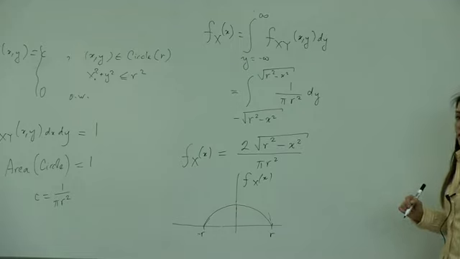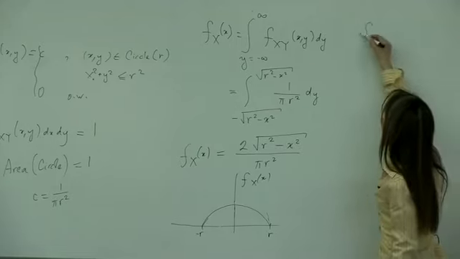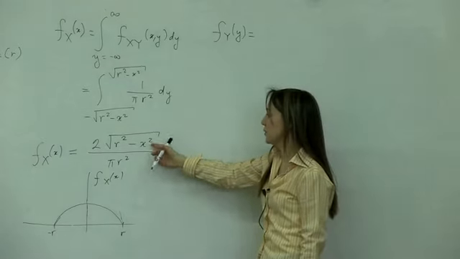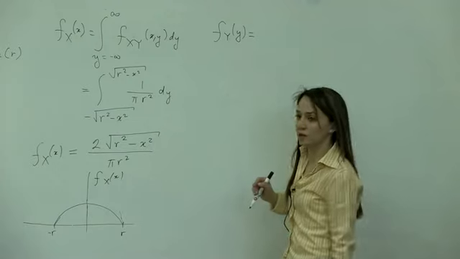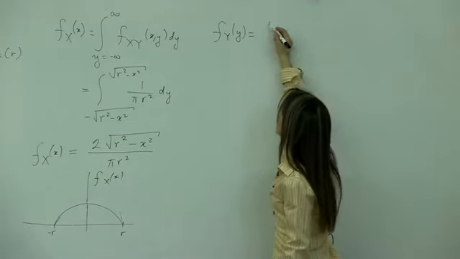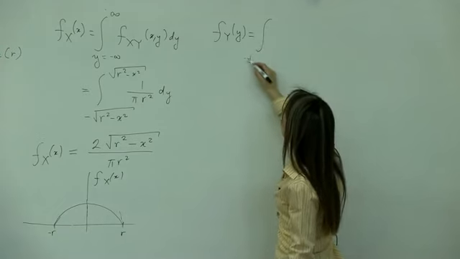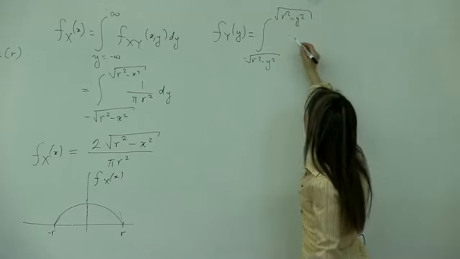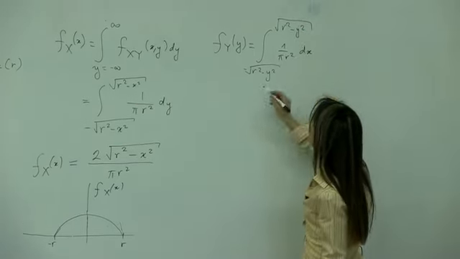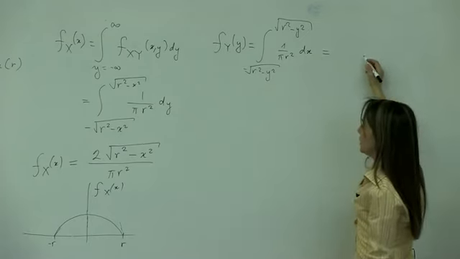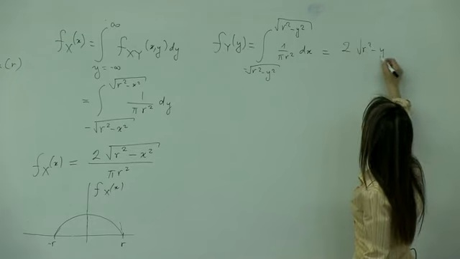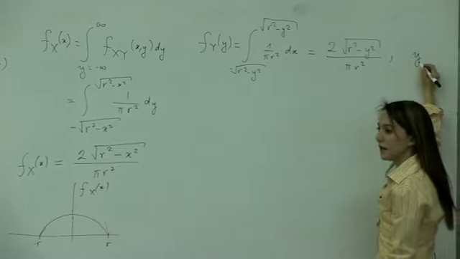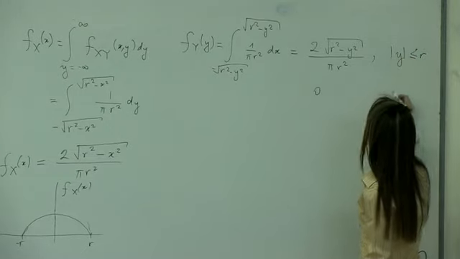Okay, how about the marginal PDF of y? Fy of y. By total symmetry, it's going to be exactly this, except we replace x by y. Well, let's write that for completeness. It's the integral as x goes from negative square root of r squared minus y squared to the positive square root of r squared minus y squared, 1 over pi r squared dx, which is 2 times the square root of r squared minus y squared over pi r squared, as long as y in absolute value is less than or equal to r, and 0 otherwise.